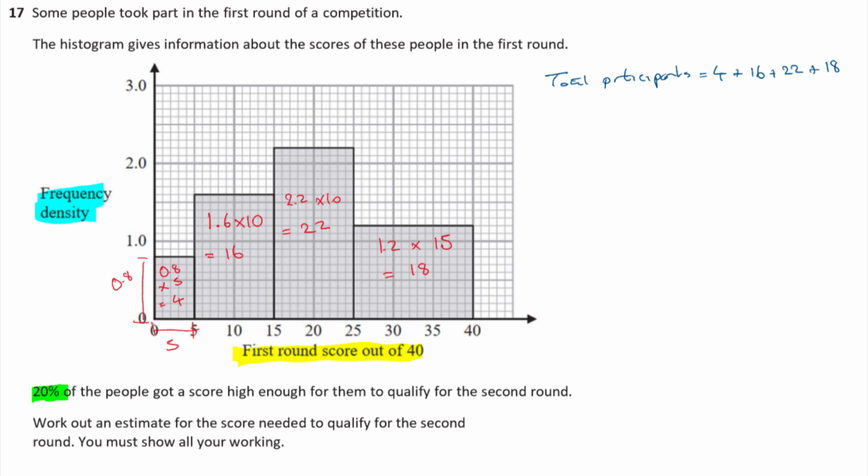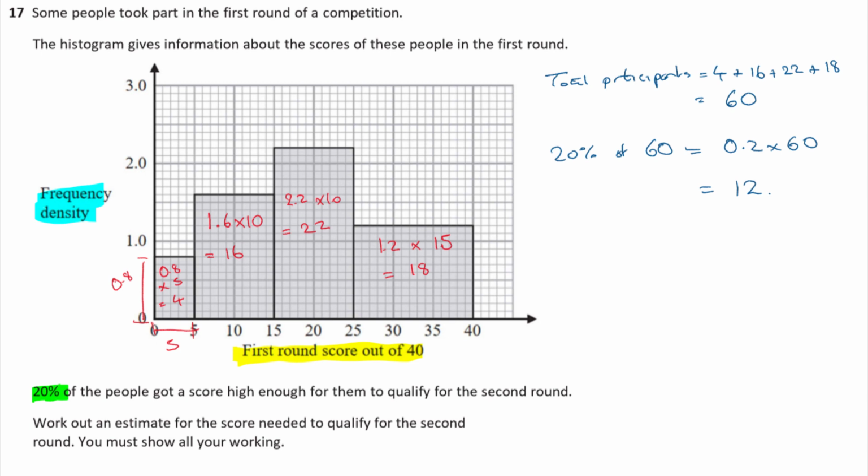The 18th from the fourth bar. So 4 and 16 is 20, 22 and 18 is 40. That makes 60 altogether, doesn't it? Okay, so 60 participants. So then 20% of that, so 20% of 60, what's that? That's just 0.2 times 60, isn't it? Okay, 0.2 times 60, it's going to be 12.